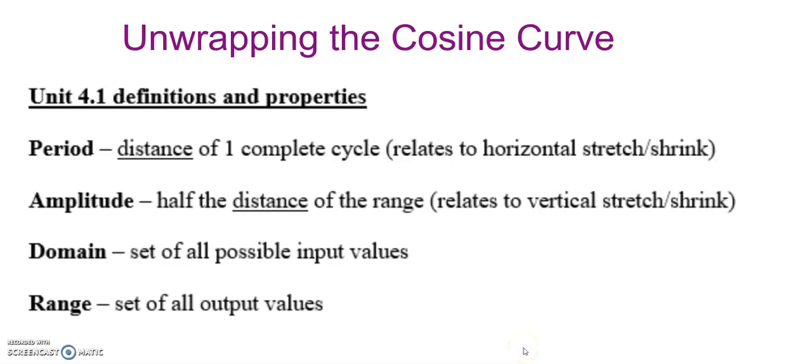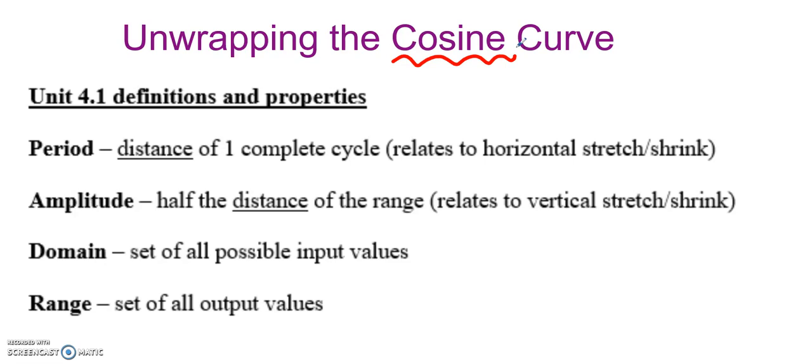Right, well, here we are, unwrapping the cosine curve. So you may recall that the sine curve had inputs of theta and outputs of sine of theta. Here, when we talk about the cosine curve, we're going to be talking about the output of cosine. So in goes an angle, out comes a trig ratio of the adjacent over the hypotenuse.